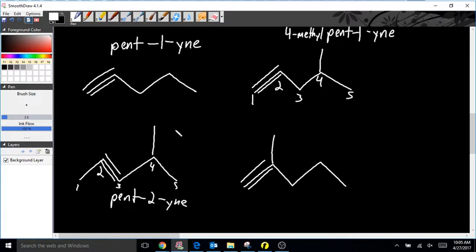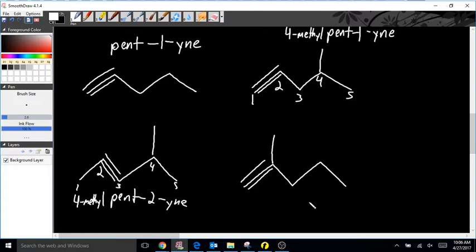I still have a methyl group attached to it here, and once again it's on number 4. So 4-methylpent-2-yne. All right, last molecule here. I drew this one just to point out there's something wrong here. I can't just rearrange all of these things and have it exist. There's something very wrong with this molecule right here.